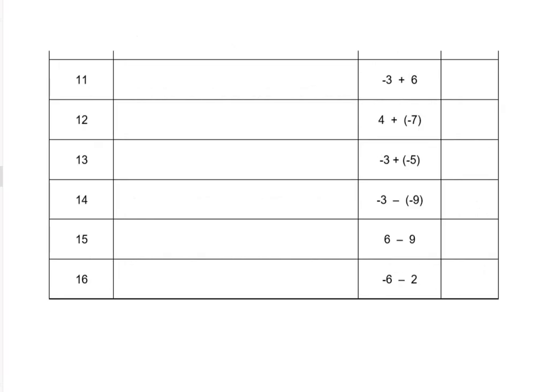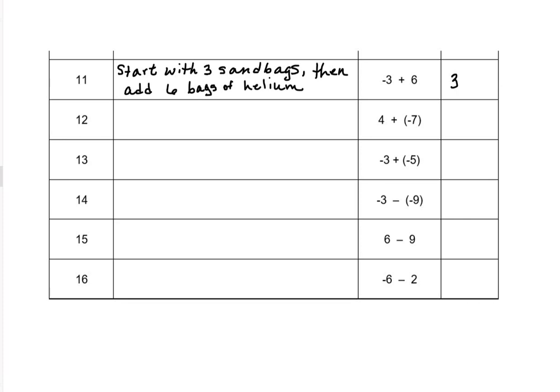Okay, in this next set of problems, we're given our math sentence, and we need to come up with the answer and also the verbal expression with what's going on. So on problem 11, I'm starting with negative 3, which means I start with 3 sandbags. And then here I have plus 6, so that means I'm going to be adding 6 heliums. And our answer here is positive 3.